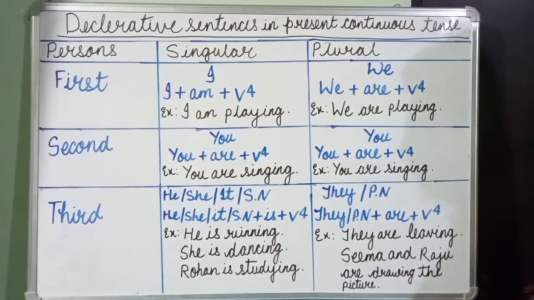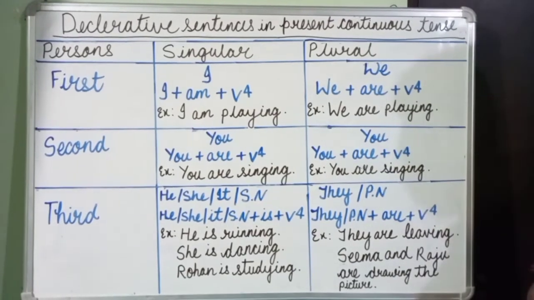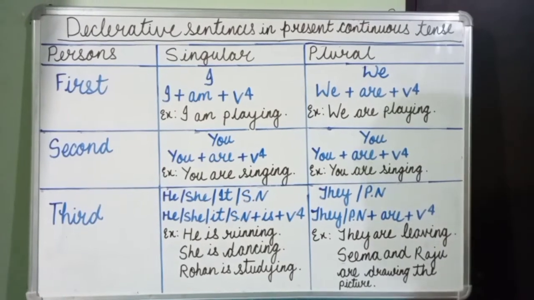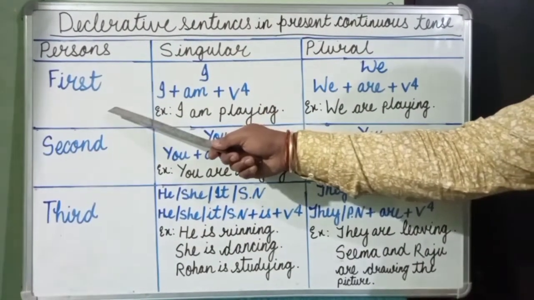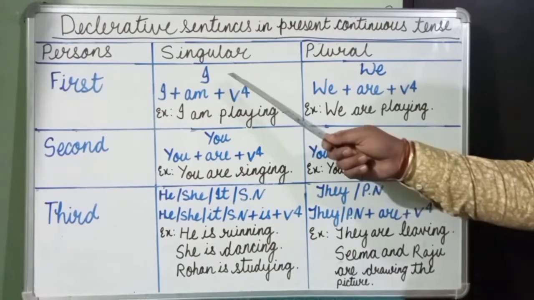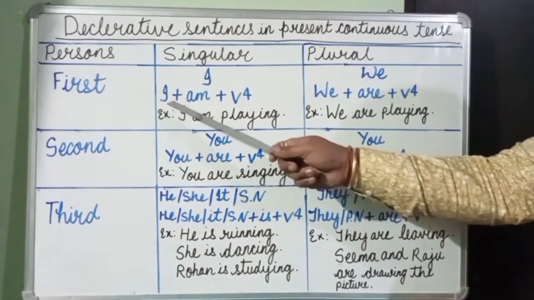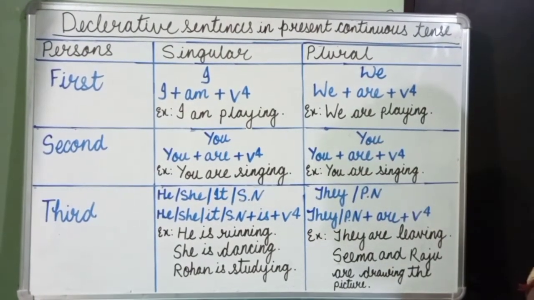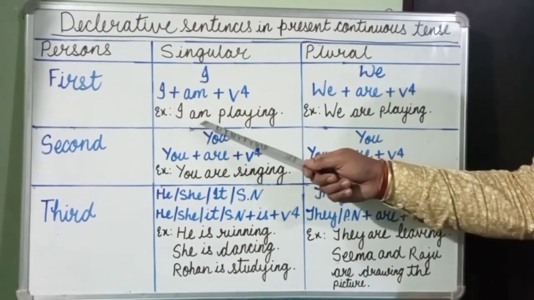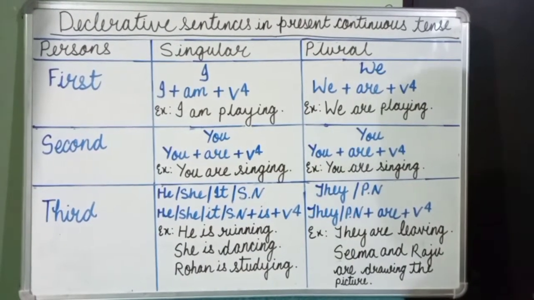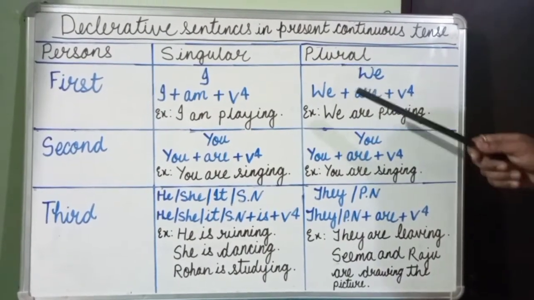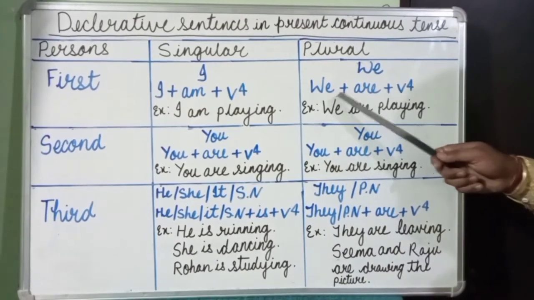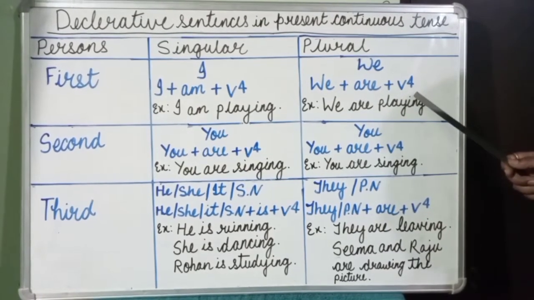Now, let us see, children, how to make declarative sentences in present continuous tense with different subjects. So we have to follow some very simple rules to make declarative sentences in present continuous tense. First, in first person singular, the subject is I. The rule is I plus am plus V4, the continuous form of verb. Example, I am playing. In plural form, first person is we. The rule is we plus are plus V4.